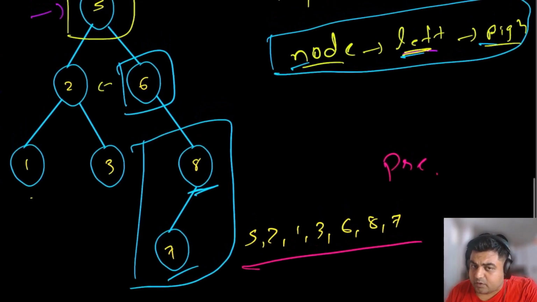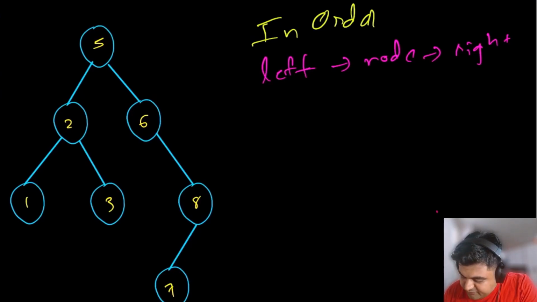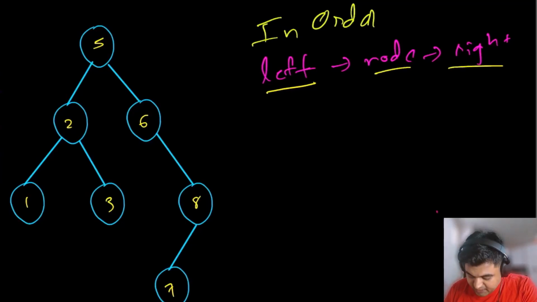Now let's see what the in-order traversal looks like. Let me clean this up a bit. For the in-order traversal, there is a slight difference. First we are going to iterate the entire left subtree. Then we are going to visit the node, and then we are going to visit the entire right subtree. And we are going to recursively or iteratively keep on repeating the same thing for the entirety of the tree.